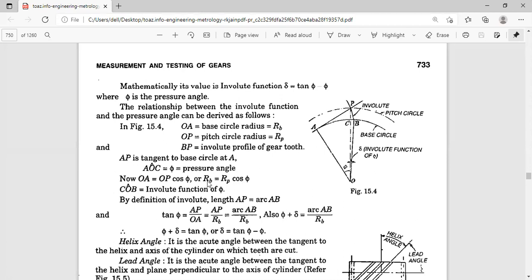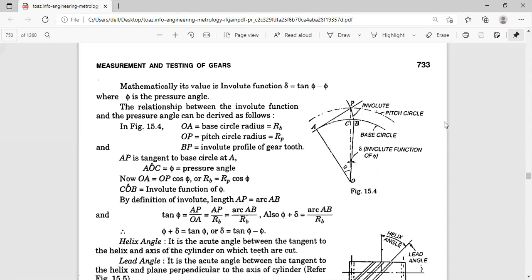Or because it is in terms of radius, you can change this into diameter: base circle diameter is equal to pitch circle diameter into cos phi. So this is the COB. Here you just try to see COB. This is a small increment, that is delta. That is nothing but the involute function of phi.